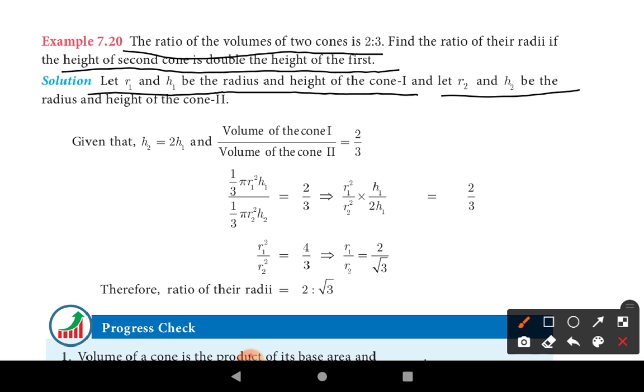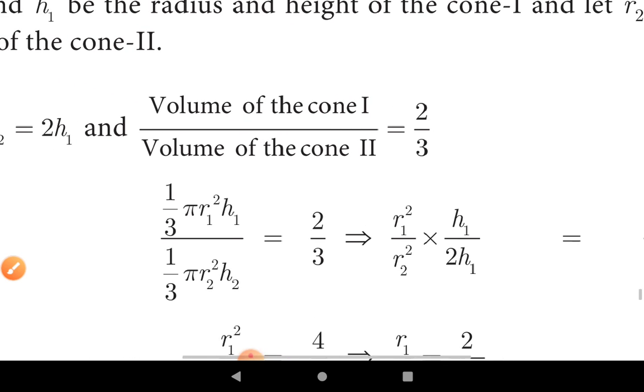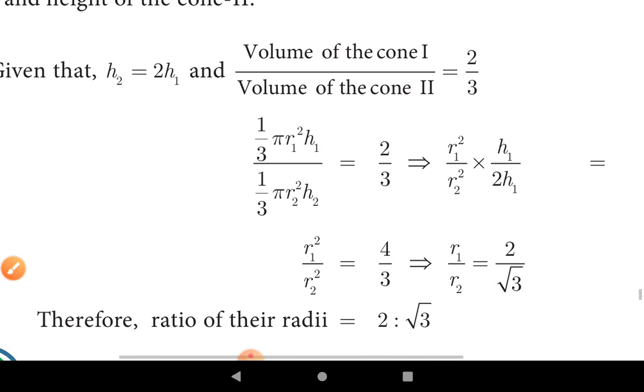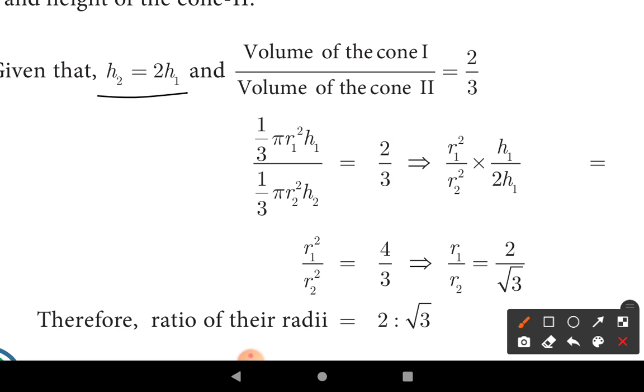Now what is given is that h2 is equal to 2h1. So what is the condition here? The height of the second cone, h2, is double the height of the first cone. The first cone height is h1, so double is 2h1. Now volume of the first cone divided by volume of the second cone is 2:3. We know that a ratio can be written like this: 2:3 can be written as 2/3 also.